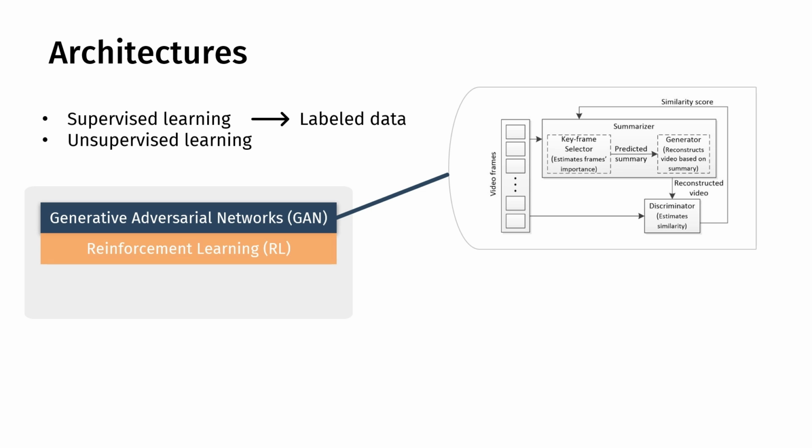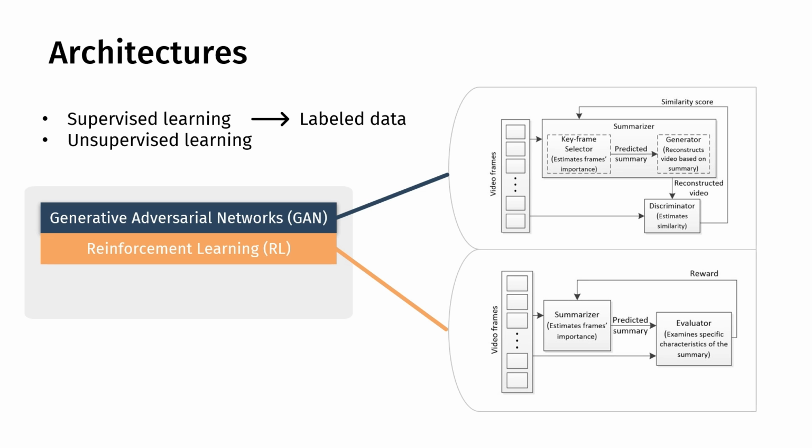Secondly, there is reinforcement learning. This approach uses a reward function in order to prioritize the desired outcome. It does not require labeled data, but it does require the tailored reward function for each task. This is also known as weakly supervised learning and is often used in sports and events.